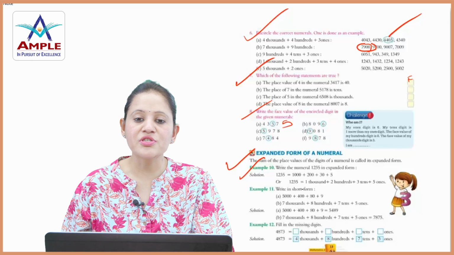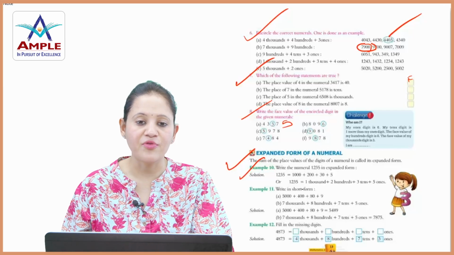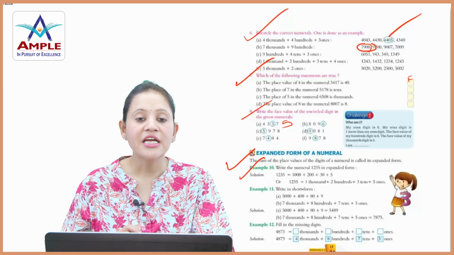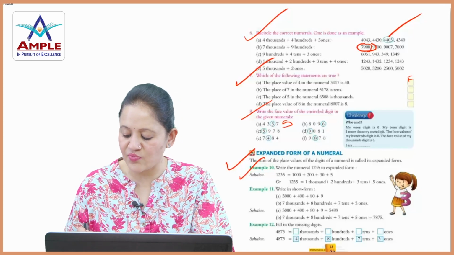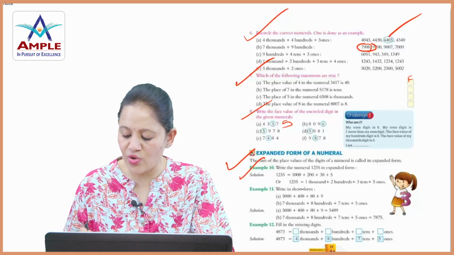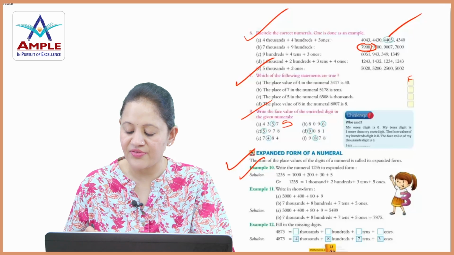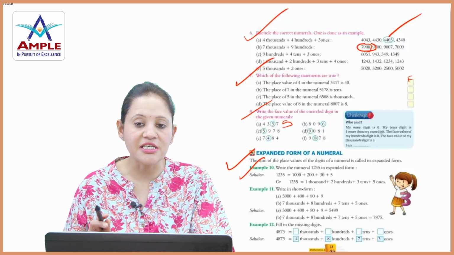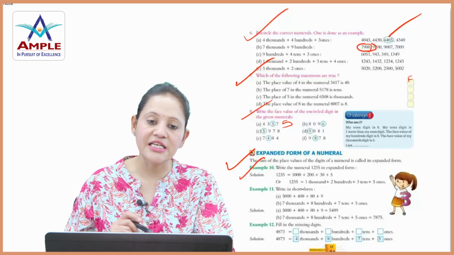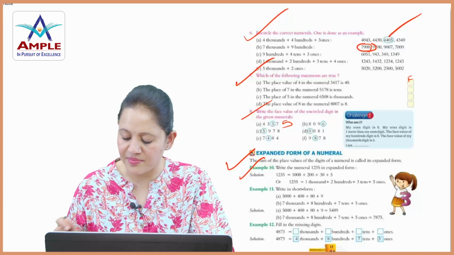Write the numeral 1235 in expanded form. So we have to write the given numeral in expanded form. The place value of 1 is 1000, plus 200 plus 30 plus 5. So that is 1000 plus 200 plus 3 tens plus 5 ones. That is the expanded form of the given number. Clear?